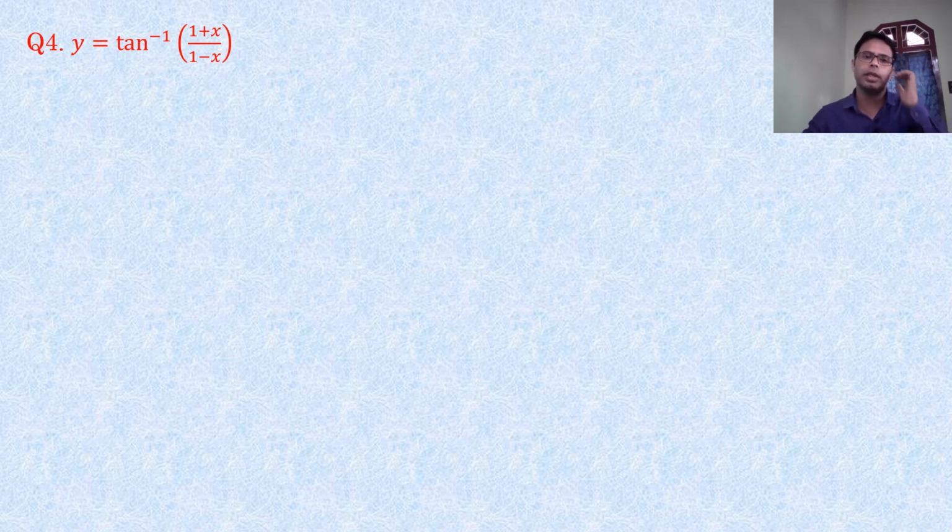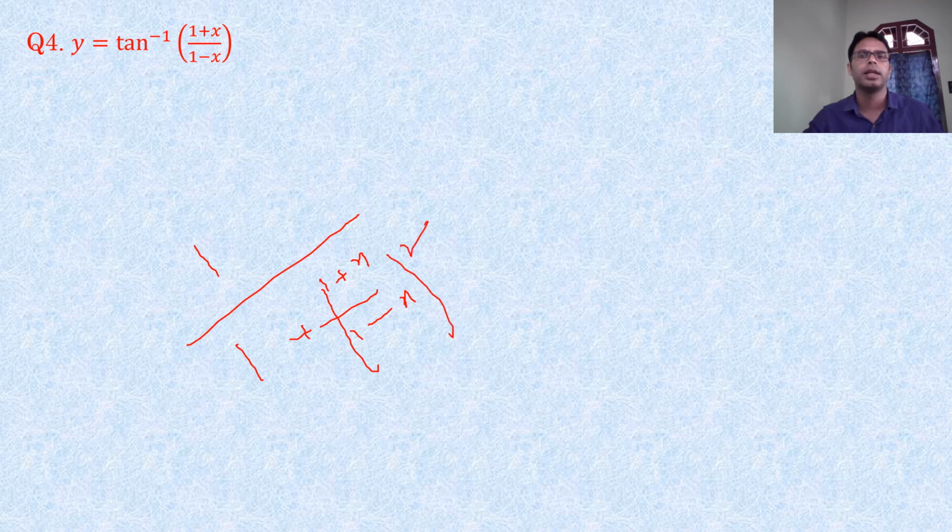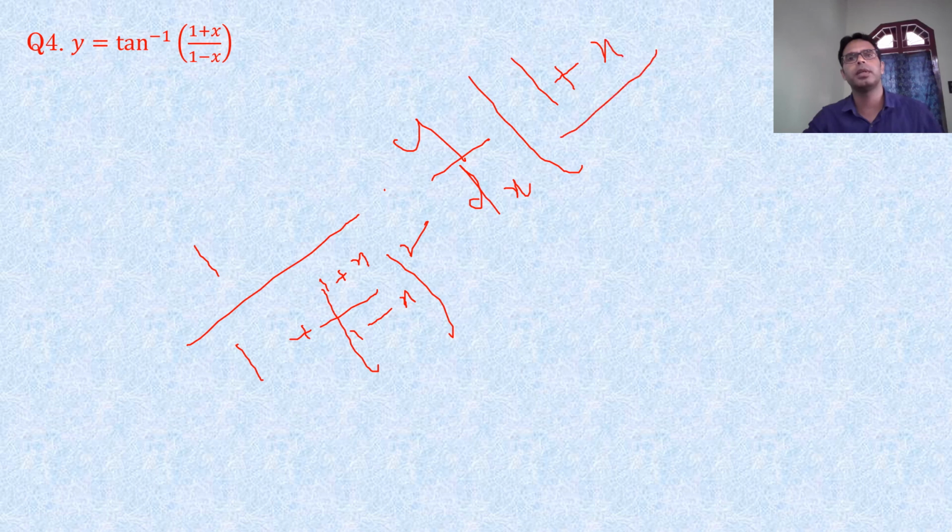It will be 1 by 1 plus, in place of x, 1 plus x divided by 1 minus x, this total part whole square, okay, into d/dx of this. And then you just use the quotient rule. This part you just use the quotient rule, simplify, and the answer will come, okay.